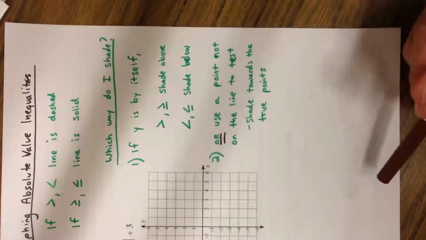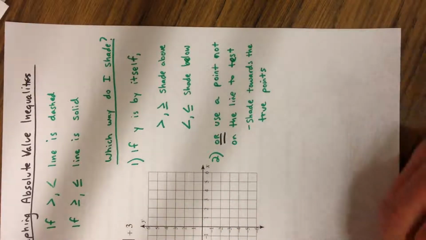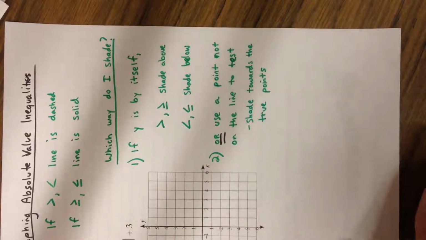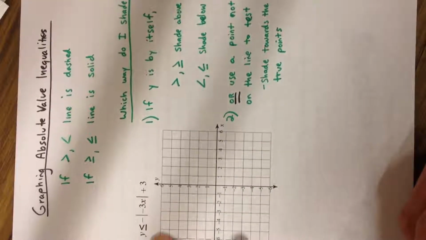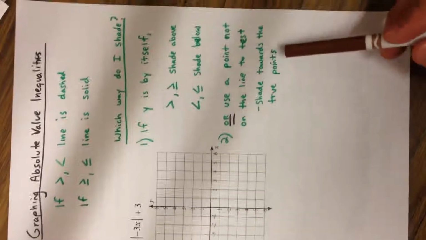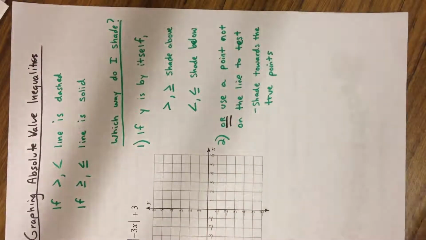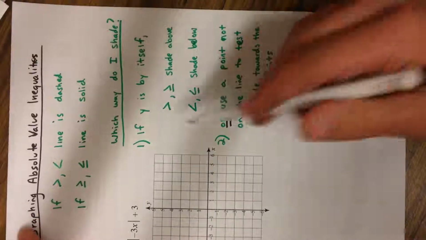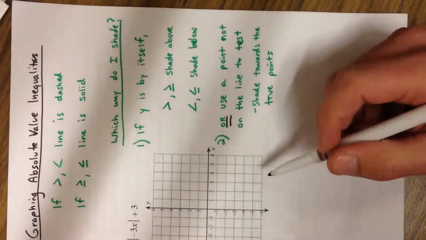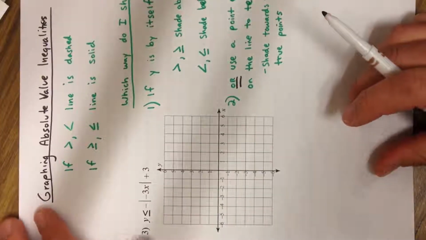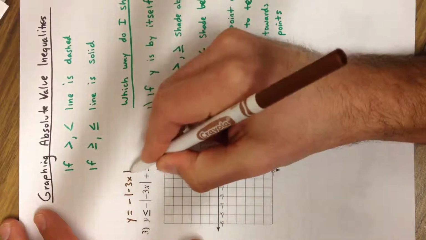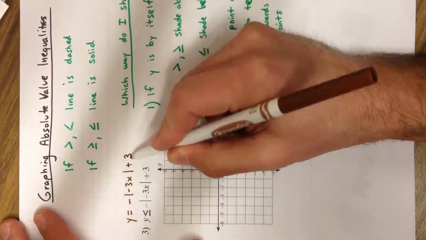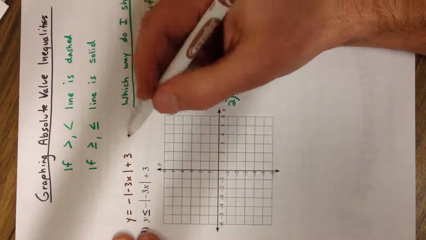And then number two, you can use this method. You can use a point not on the line to test, and you test that point within the inequality, and if it happens to be true, you shade towards the true point. All right, so I'll show both ways. The first one, since I don't have much room, I'm just going to go ahead and graph this. If you're unsure how to graph it, you're actually going to graph the line y equals the negative of the absolute value of negative 3x plus 3. Okay, and then you will shade from there.